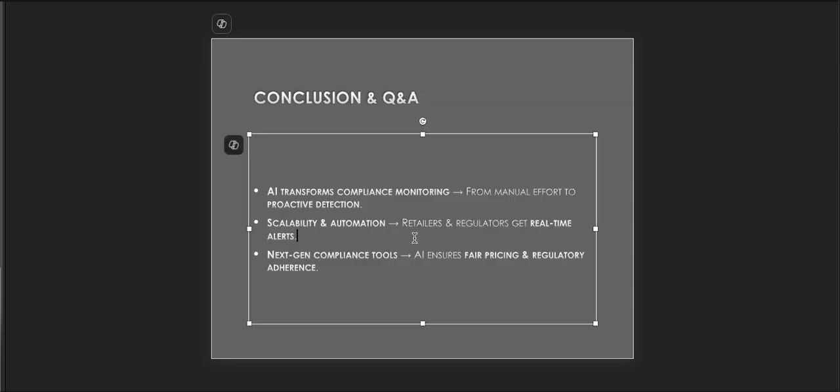Conclusion, Q&A. AI transforms compliance monitoring from manual effort to proactive detection. Scalability and automation. Retailers and regulators get real-time alerts. These would be next-gen compliance tools. AI ensures fair pricing and regulatory adherence.